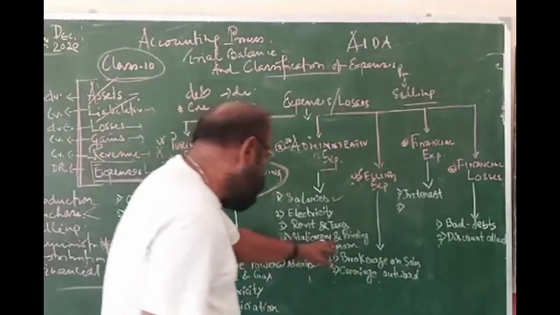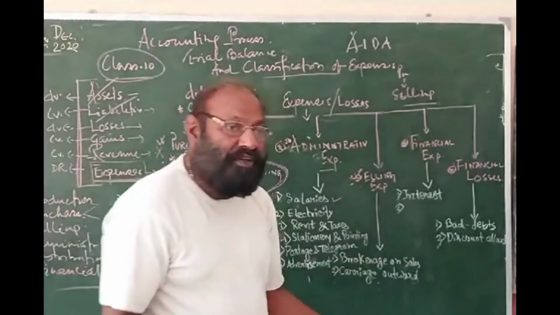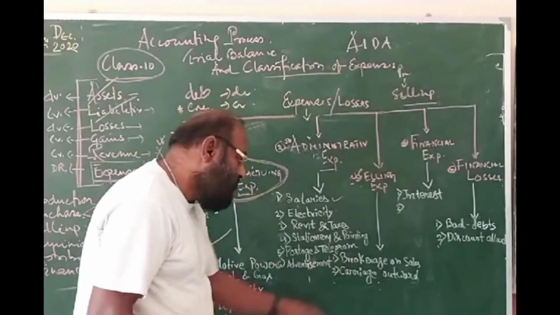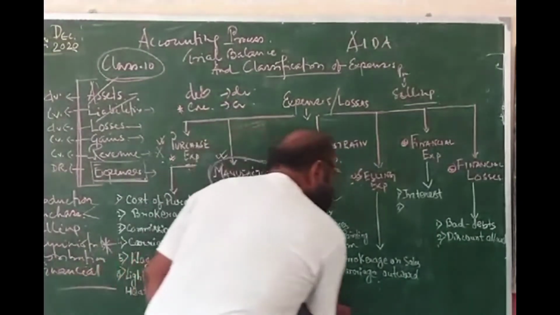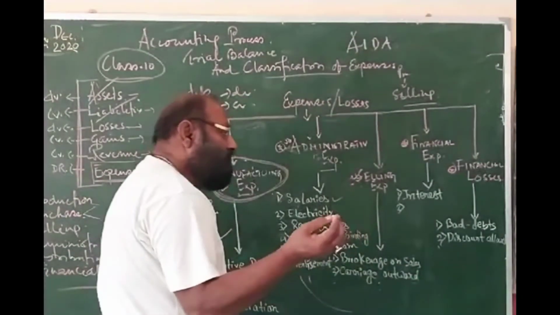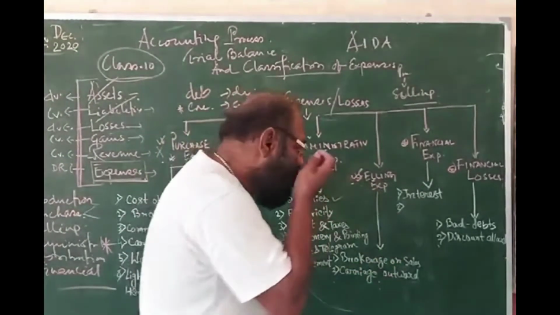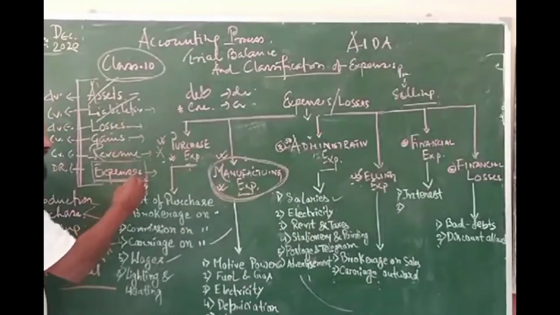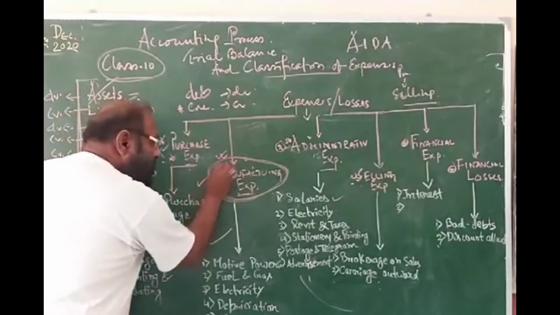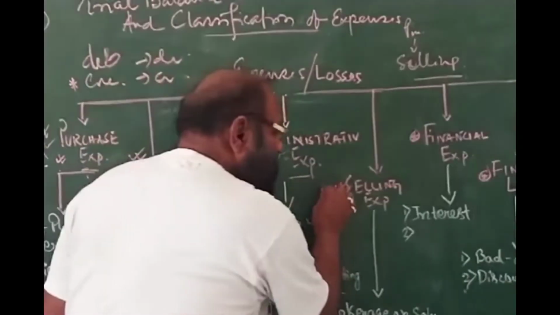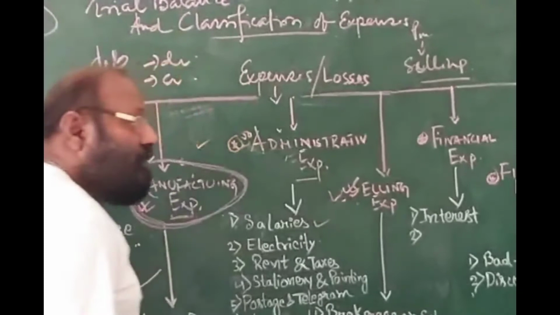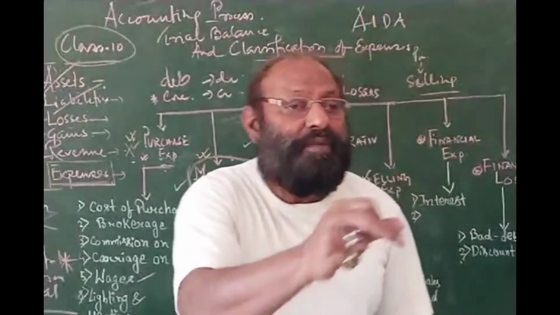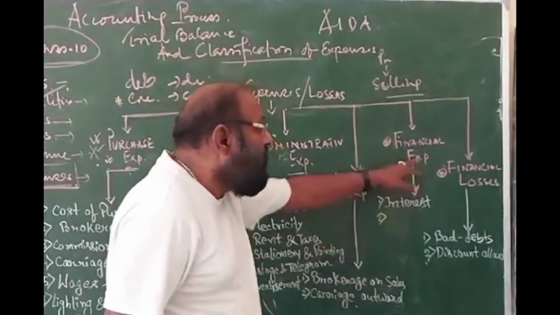Then stationery and printing are obviously office expenses, and postage and telegram are also office expenses. And then advertisement is a selling expense, or it is also basically an administrative expense. Okay, both clear. So I have told you the basic functions: purchase, manufacturing, administrative, and selling functions. Other than this, there are two groups of items needed for the assignment of profit, and the first is financial expenses.